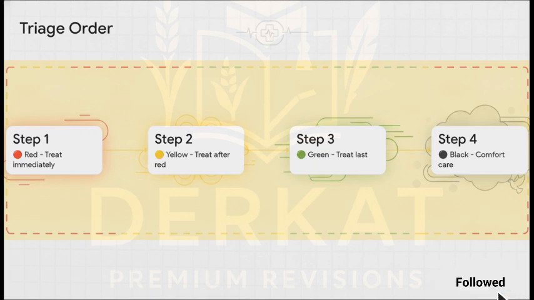Let's see how this builds into your actual clinical application. When you're asked about the treatment sequence in a triage scenario, you absolutely must follow this exact order. Step 1, treat red immediately. Step 2, treat yellow after your red-tagged patients are stabilized. Step 3, treat green last. And step 4, address black-tagged patients with comfort care only, recognizing there's no active resuscitation during a true resource overwhelm. You really want to burn this exact sequence into your brain: red, yellow, green, black.